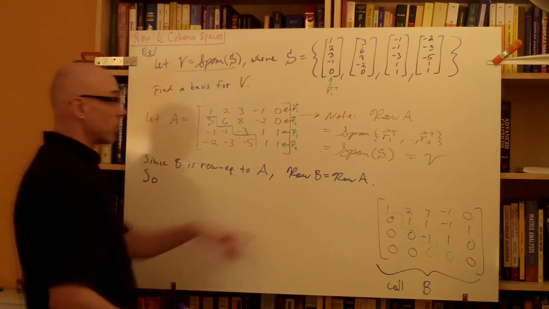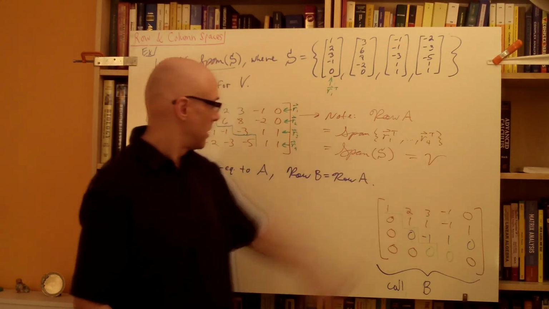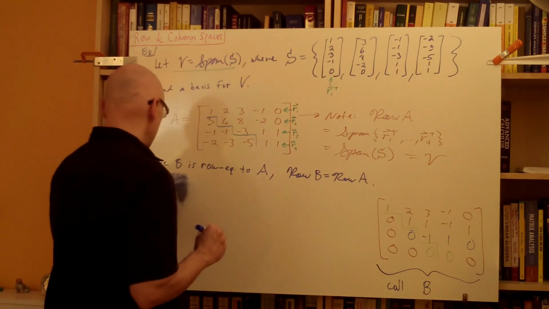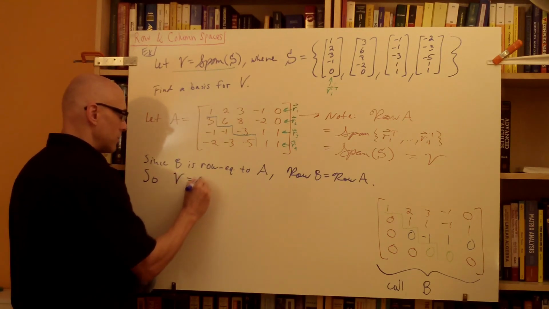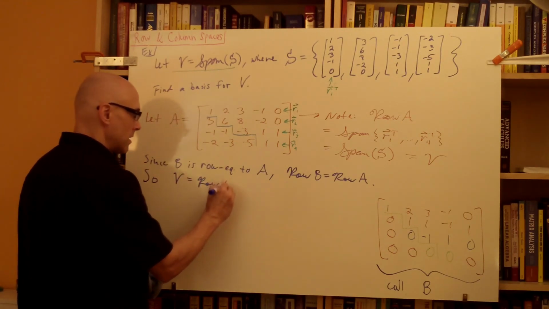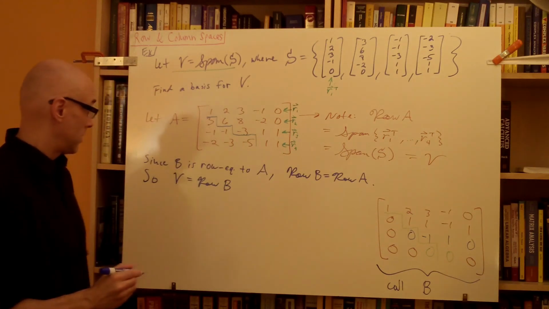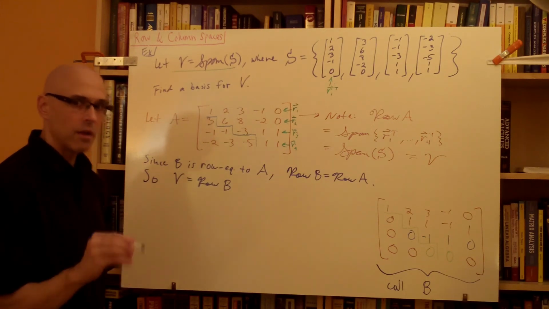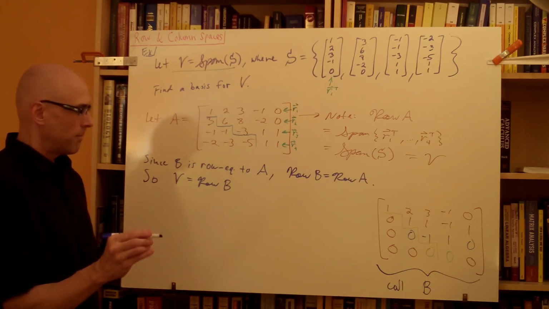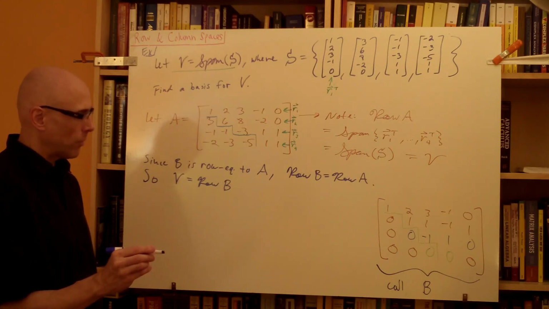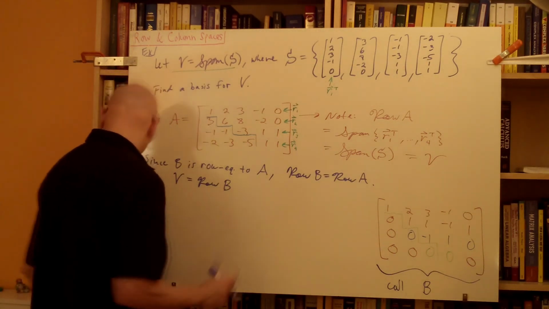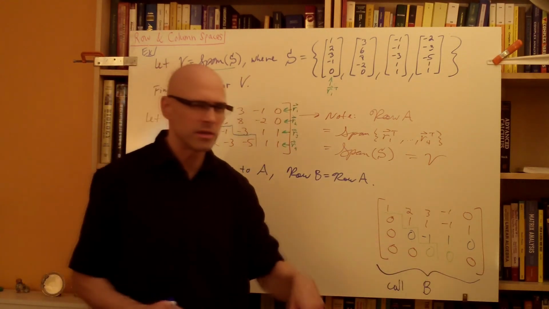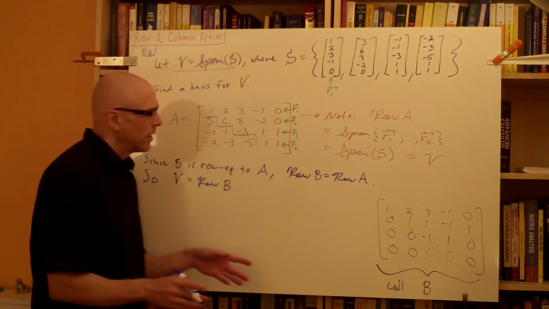So, since the row space of A is equal to V, I should probably write it this way: V is equal to the row space of B. The row space of B, of course, is the span of the row vectors of B. One of the row vectors of B is the 0 vector, which could be just thrown out because the 0 vector contributes nothing to the span.